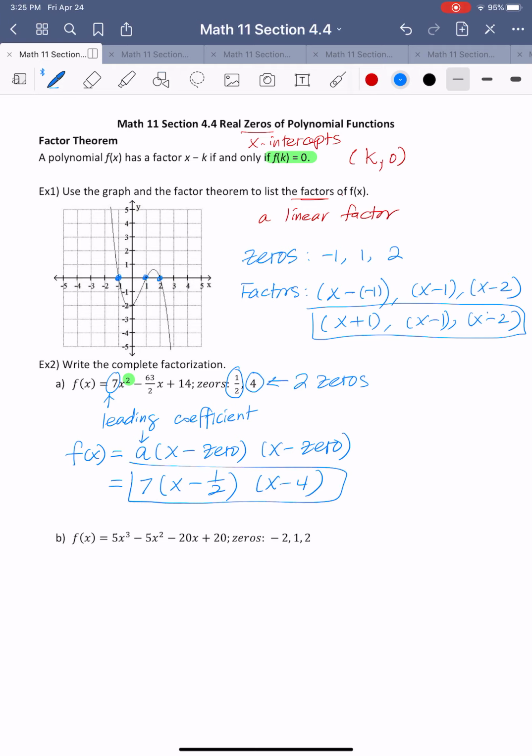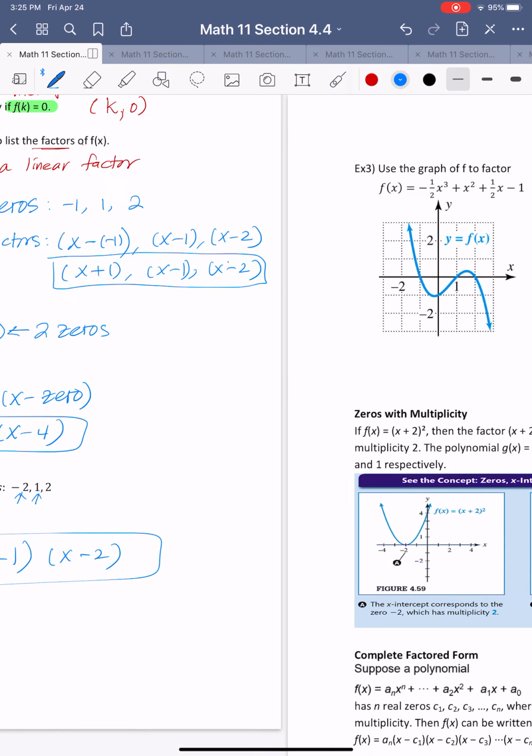And second problem, f of x is 5x cubed minus 5x squared minus 20x plus 20. We have 3 zeros given, which are -2, 1, and 2, and the leading coefficient is going to be the a. So for f of x, you don't have to do factoring to find it. So 5 times x minus -2, which is x plus 2, and x minus 1, and x minus 2. So that's all, very simple to find. All right, go to the next page.